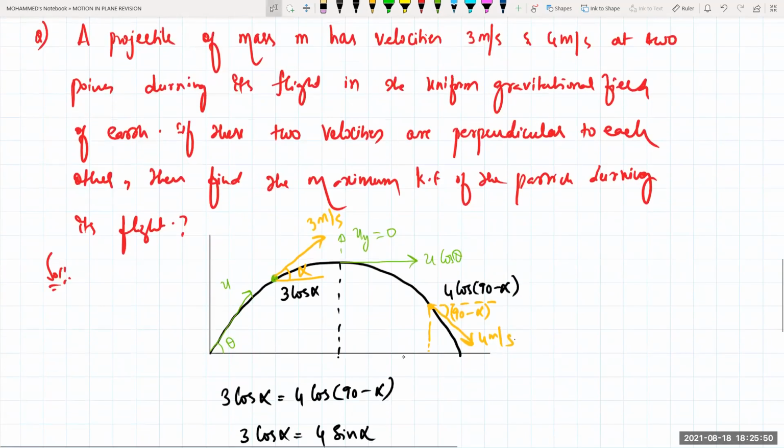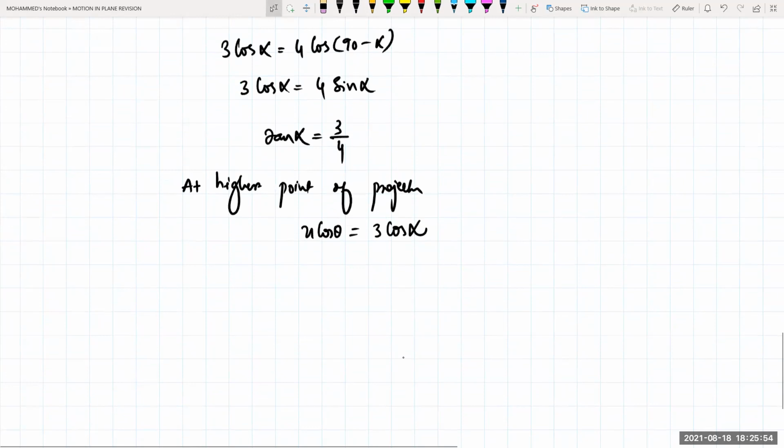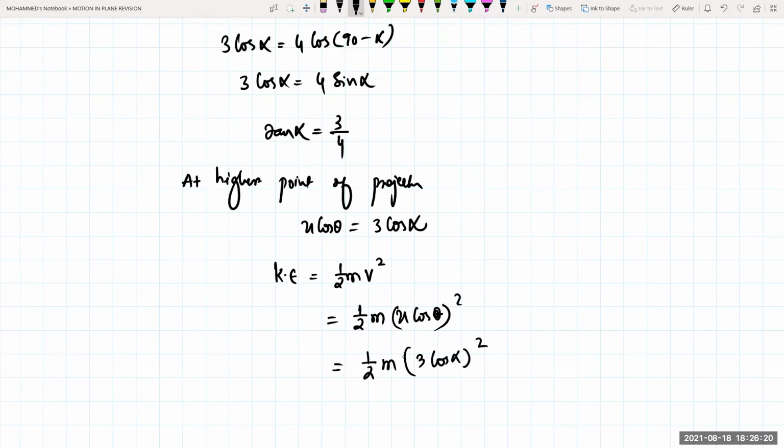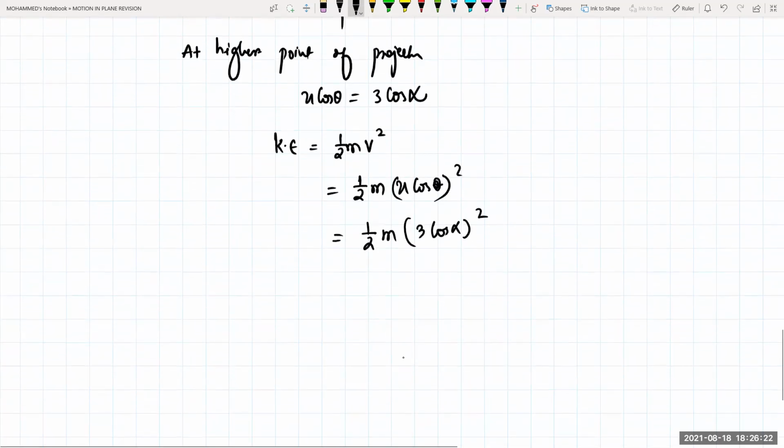What is being asked? Find the maximum kinetic energy of the particle during the time of its flight. So kinetic energy is equal to half into m into v square. At the highest point, what will be the velocity? It is half into m into u into cos theta, whole square. That is the horizontal velocity. So that will be equal to half into m into, the horizontal velocity being 3 into cos alpha, whole square.